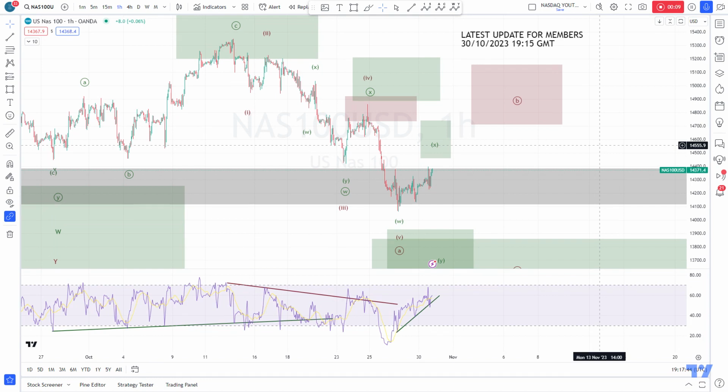For the record, today is Monday, October 30. Time is around 7:15 p.m. GMT. So in the NASDAQ, here we are looking at the 1 hour chart, and yeah, we had some reaction from here.